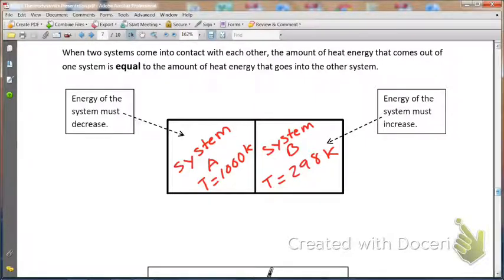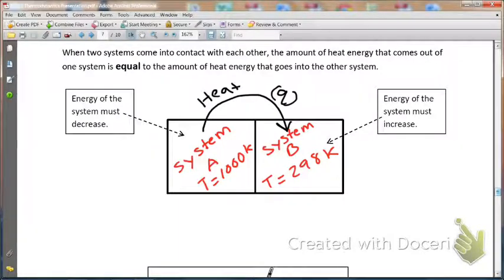And you know from the previous lecture on heat energy that when two systems are in contact with each other and have different temperatures, meaning that they have different average kinetic energies, there's going to be a transfer of heat energy from the system that has more kinetic energy, or a higher temperature, to the system that has lower kinetic energy, or the lower temperature. So in this case, heat energy is going to move from system A to system B. And of course, remember, heat is abbreviated as Q.